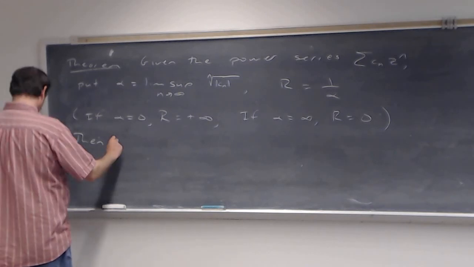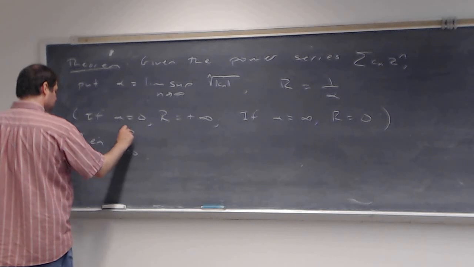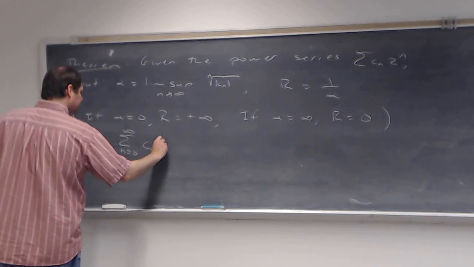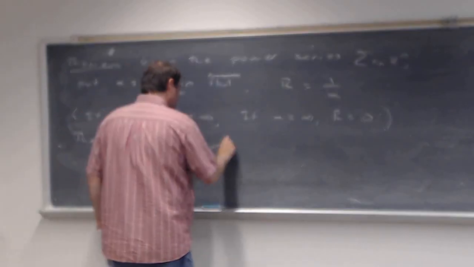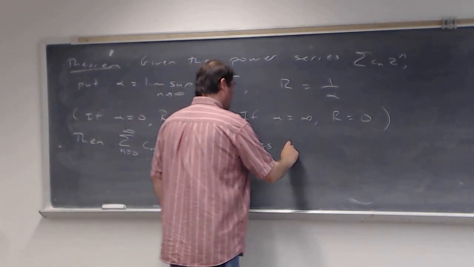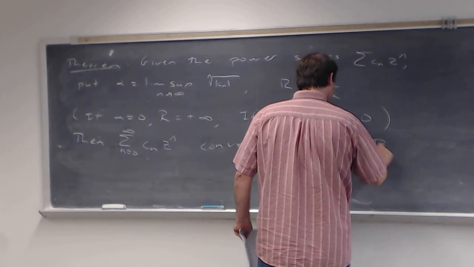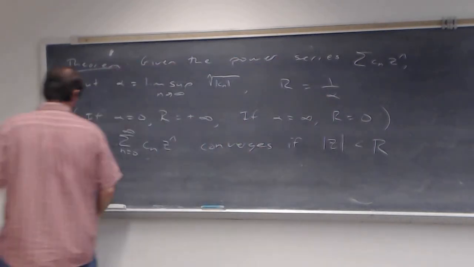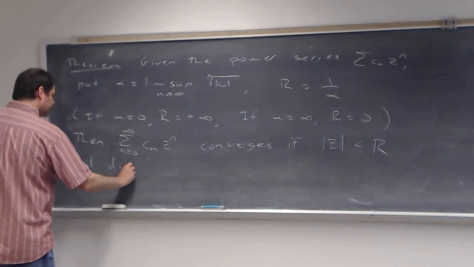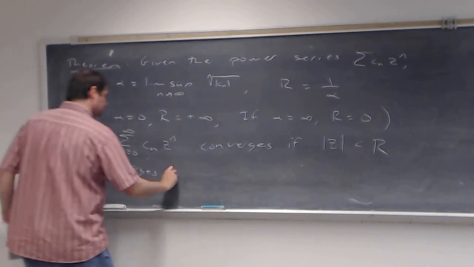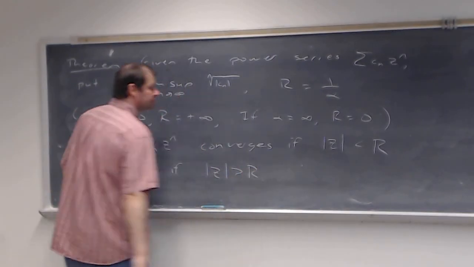All right, so here are the conclusions of the theorem. It says then this power series of c sub n times z to the n converges if the norm of z is less than this quantity r, and diverges if the norm of z is bigger than r.